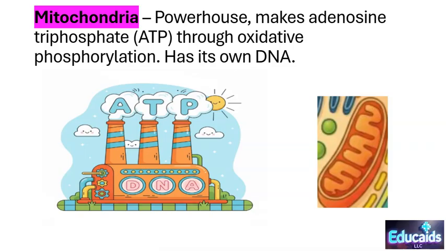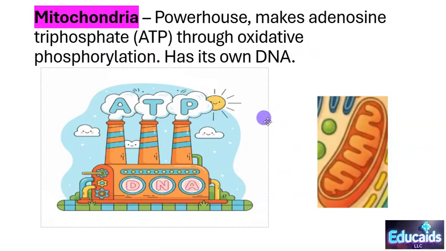Other parts of the cell, things that you need to know that are inside of the cell. The mitochondria is the powerhouse of the cell. It makes adenosine triphosphate, or ATP, and it will be referred to as ATP throughout the rest of this lecture, through oxidative phosphorylation, and it has its own DNA.